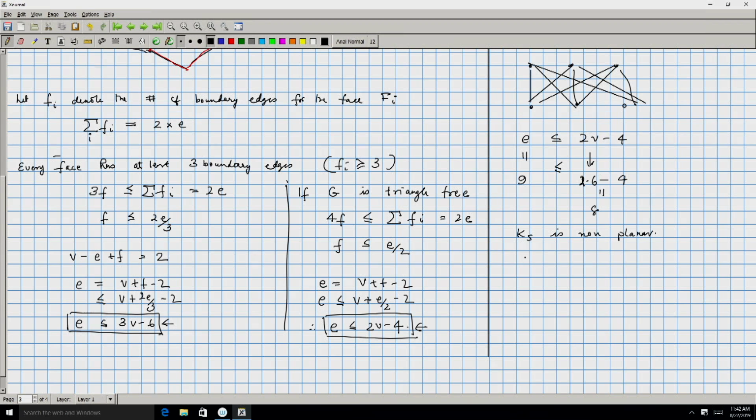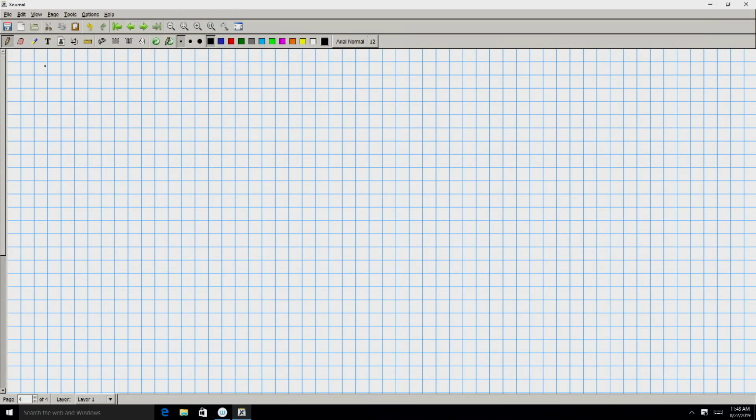The number of edges in K5 is 10, because there were 2 pentagons, and 10 should be less than or equal to 3 times the number of vertices minus 6. The number of vertices was 5, so this is 15 minus 6. So, 10 should be less than or equal to 9 if K5 were planar. So, that is a proof of non-planarity of K5. We will look at a slightly more complicated example, but essentially the same principle.